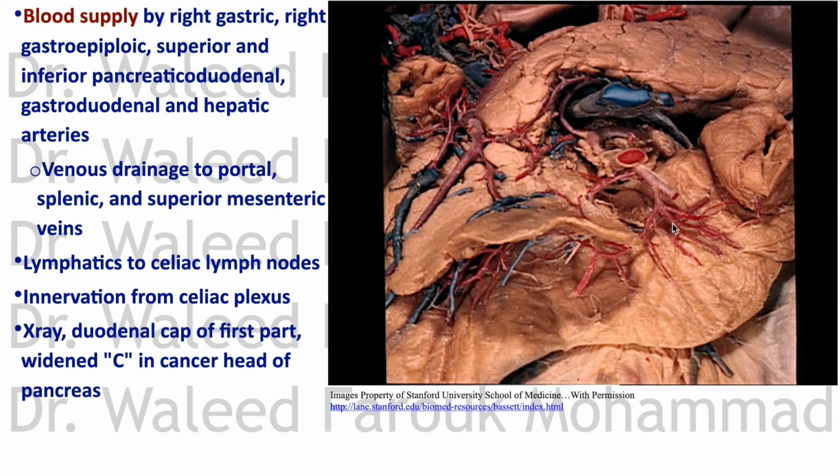Of course, the venous drainage is as a rule back to the portal vein. Always back to the portal vein. Here it's the portal or splenic or superior mesenteric. Lymphatics go to the celiac lymph nodes eventually, and then to cisterna chyli. And innervation comes from the plexus around the vessels derived from the celiac plexus, carrying the sympathetic and parasympathetic supply of the duodenum. Of course, the parasympathetic is secretomotor.